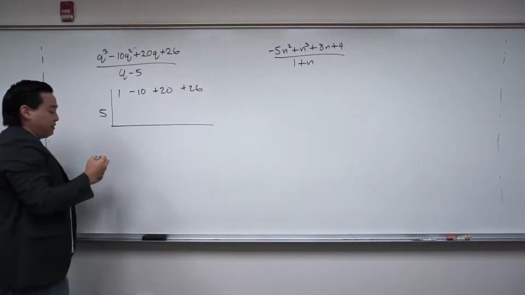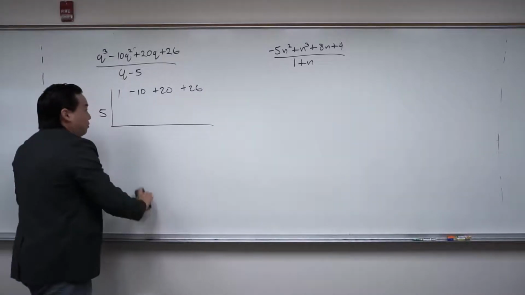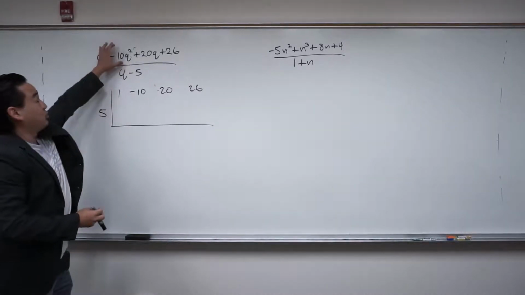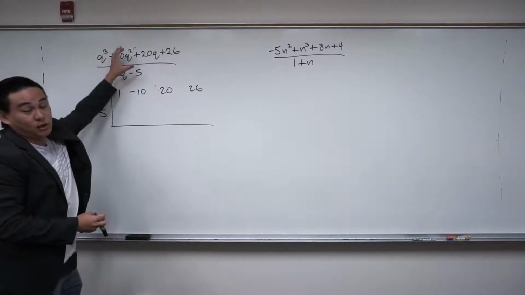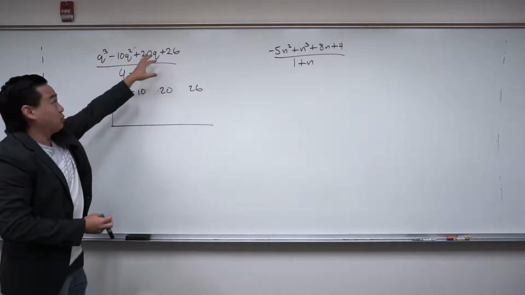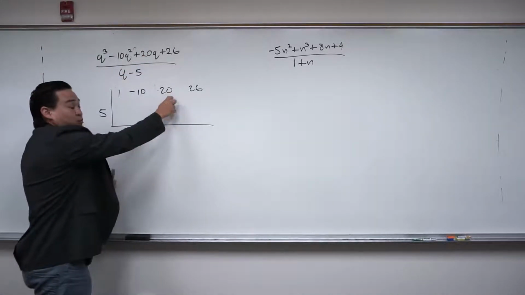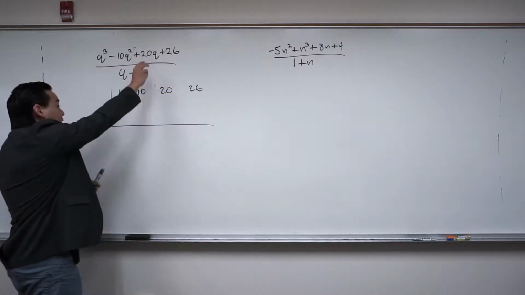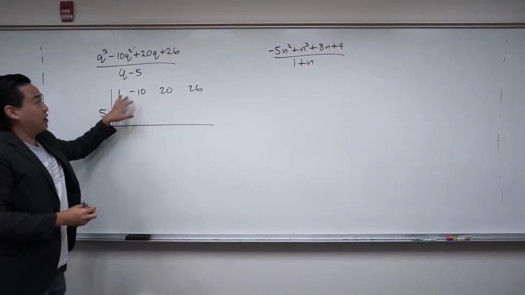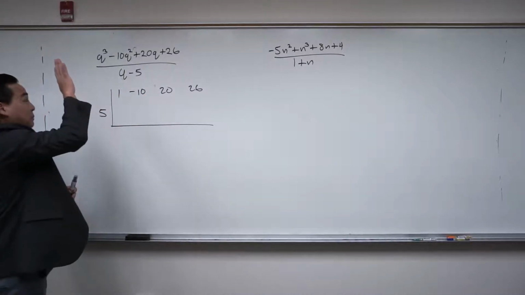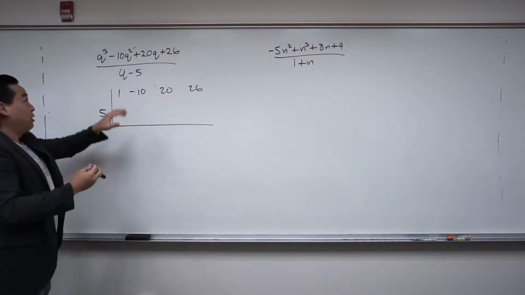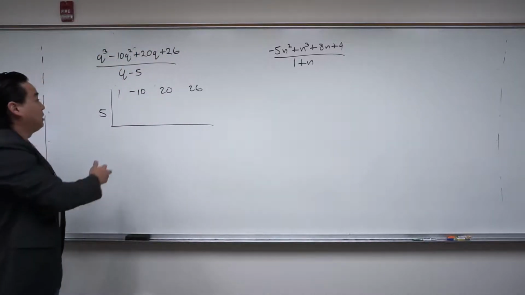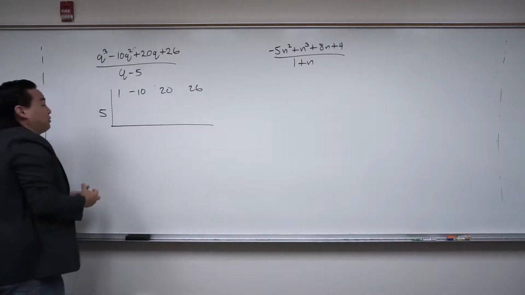Now, this is another reason why you need to remember to have those zeros in the top. So remember when we were missing the q squared, we'd write 0q squared or 0q. It's because you need to also write the zeros out in here if necessary. So in this case, we don't need it. What we're going to do is write the constants that are in front of each of the variables, make sure that it's in descending order, cubed, squared, first power, 0 power, and then 1, negative 10, 20, 26.